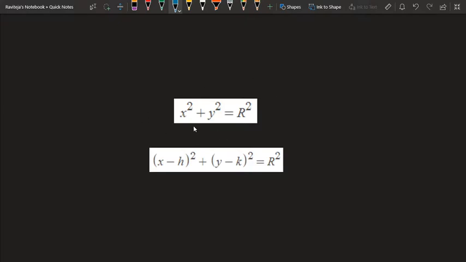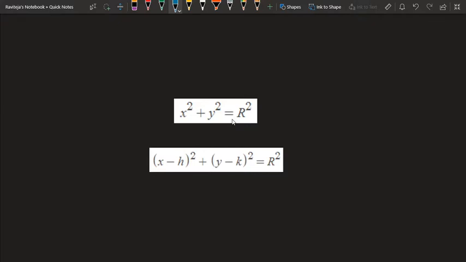So let's start off with our first equation, which is x squared plus y squared equals r squared. We want to find the center point of the circle and the radius from looking at this equation. Let's start with the center point. For equations that include x squared plus y squared, always like this on one side of the equation, the center point will always be 0, 0. If there's an x squared plus y squared only on one side of the equation, your center point for your circle will be 0, 0.